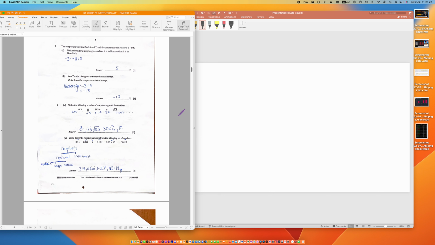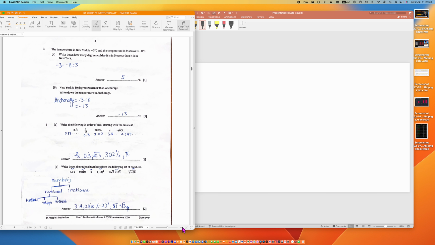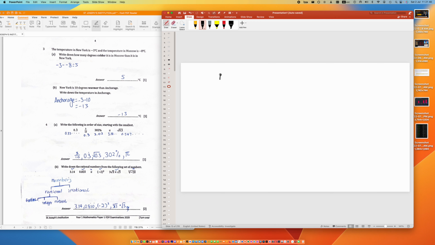Next, the temperature. There are a lot of people who make this mistake, so I want you not to make this mistake. So what is this common mistake here? Let me just zoom in. Can you see the question clearly? It says the temperature in New York is -3 degrees Celsius, and then Moscow minus... Write down how many degrees colder it is in Moscow than it is in New York.